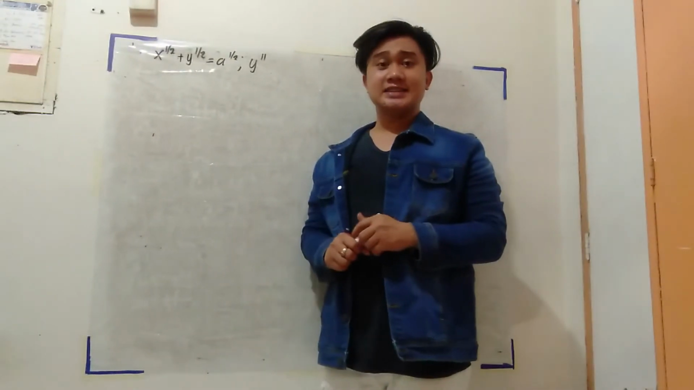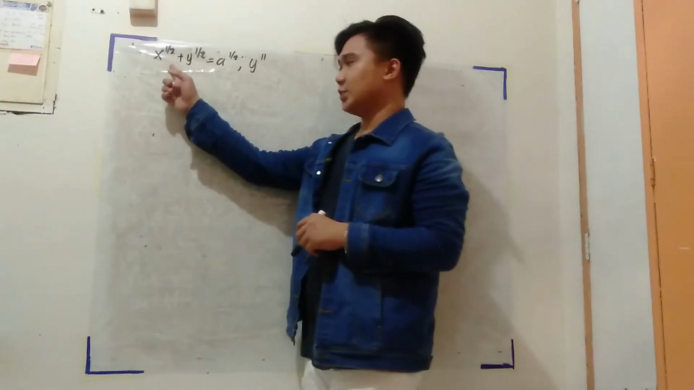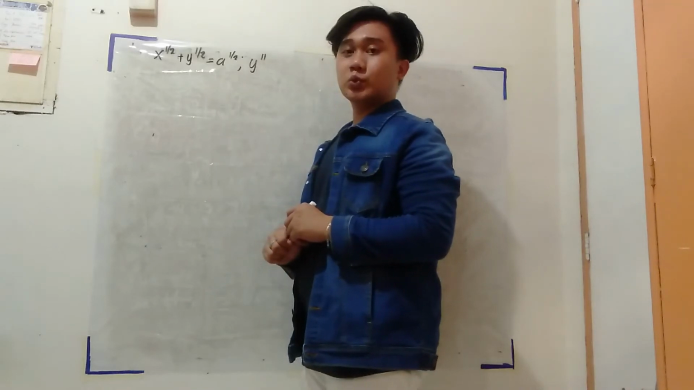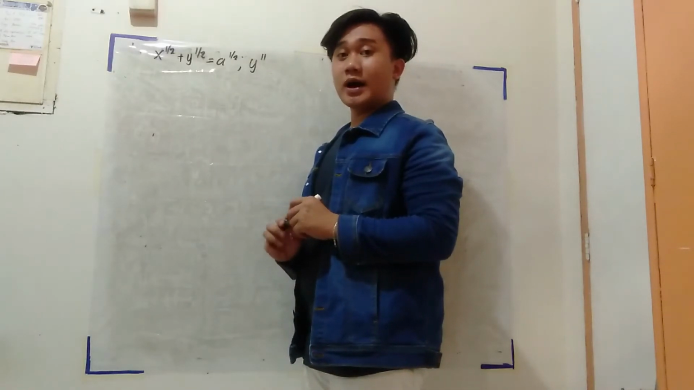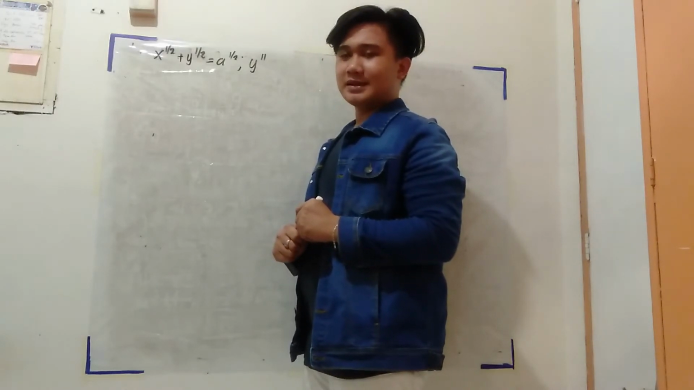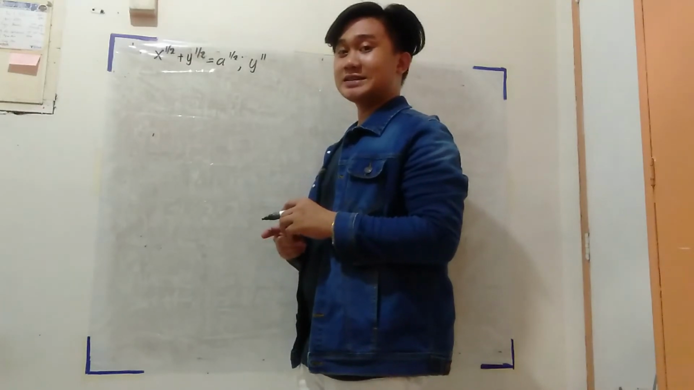Okay guys, so let us have our third and last example. What we have here is x raised to 1/2 plus y raised to 1/2 equals a raised to 1/2. We were asked to find the y double prime, or simply the second derivative. So again, we need to find first the y prime, or the first derivative.